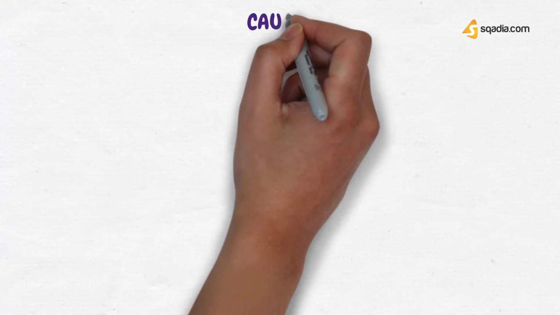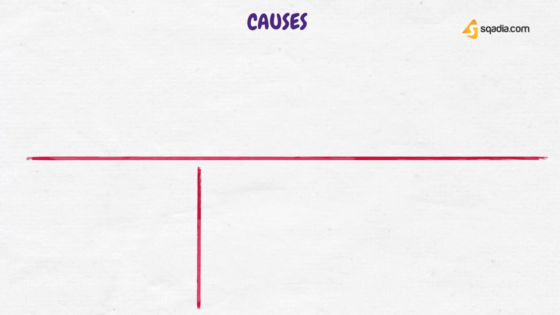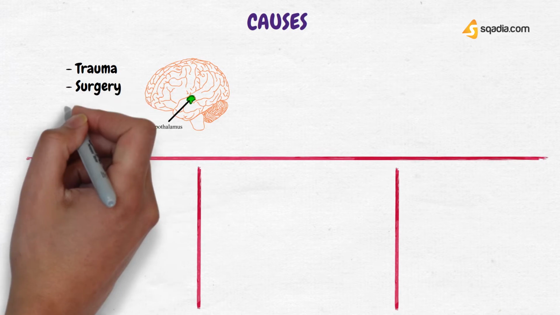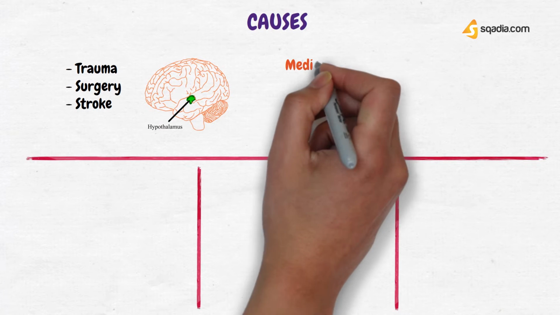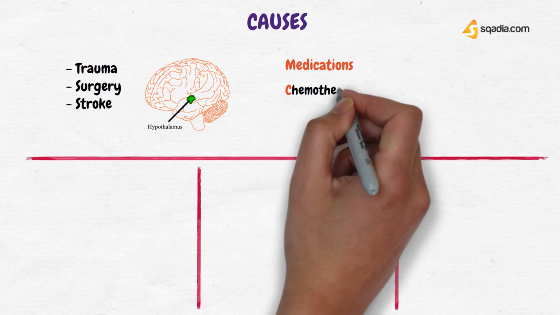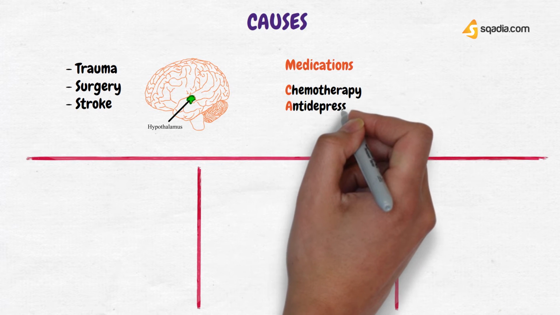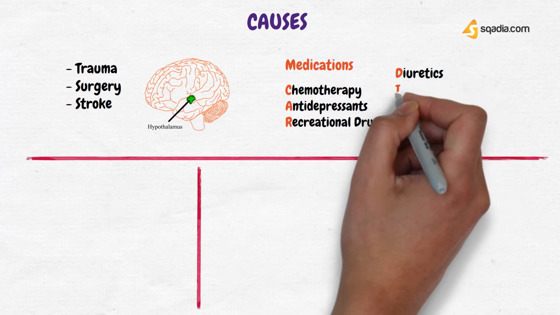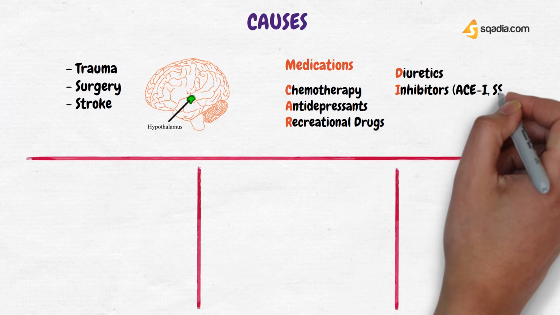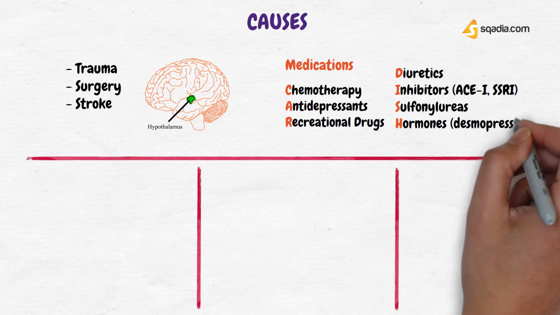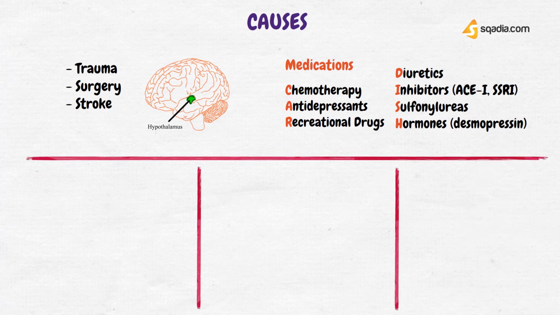So what are the causes of SIADH? First, we'll mention those that affect the hypothalamus, which include trauma, surgery, and stroke. Some medications are also responsible for causing SIADH, such as chemotherapy, antidepressants, recreational drugs, diuretics, ACE inhibitors and SSRIs, sulfonylureas, and the hormone desmopressin. To help us remember them, we'll use the mnemonic CARDISH.